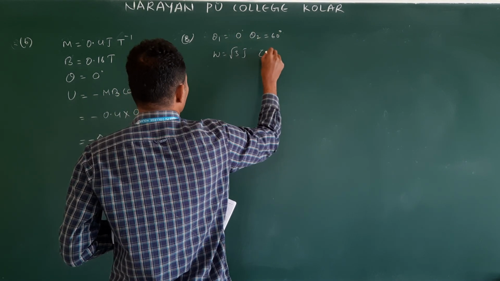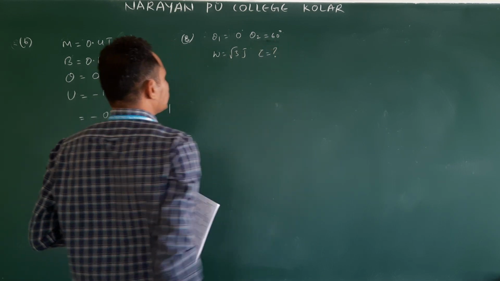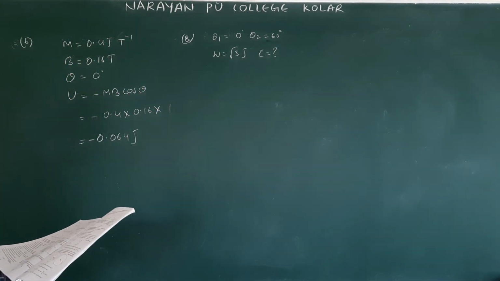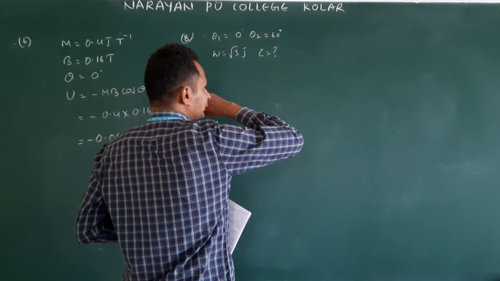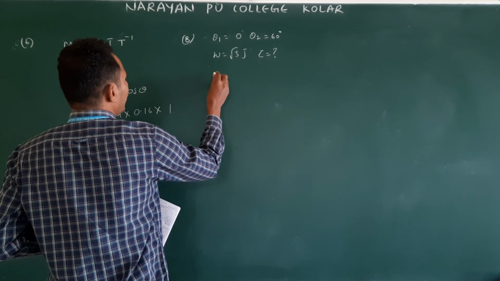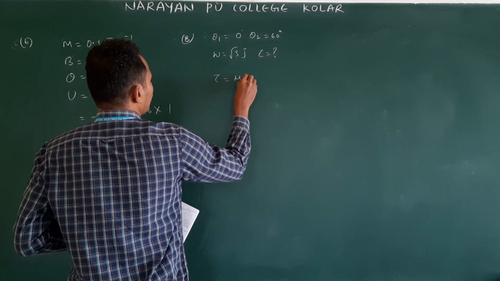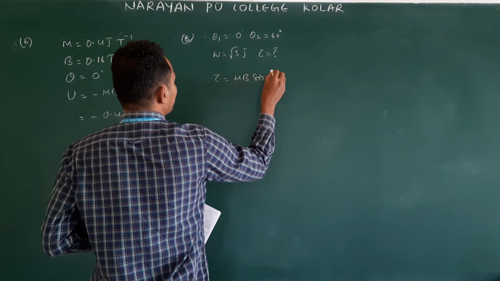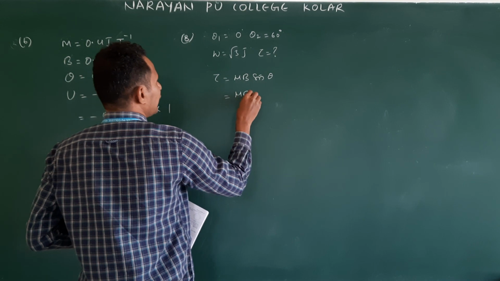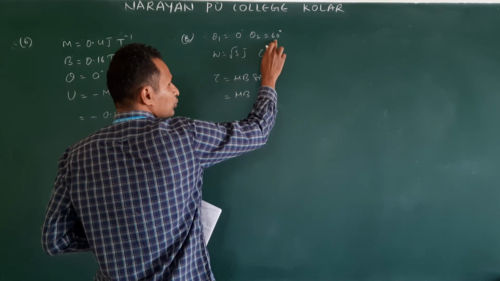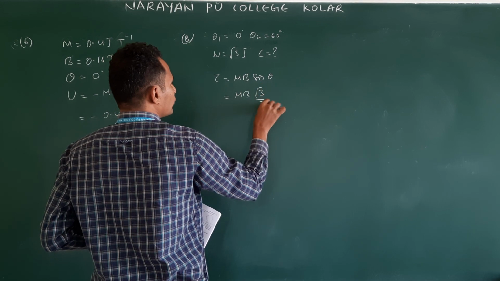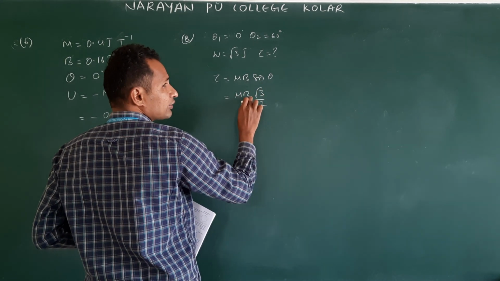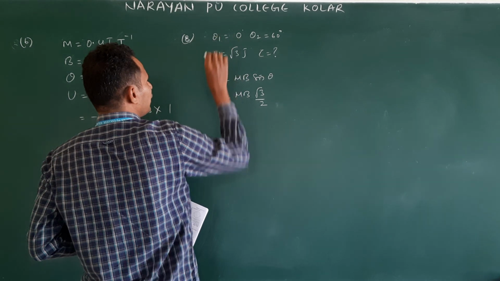Tau, the torque needed to maintain the needle at 60 degrees. Okay, torque formula: tau is equal to mB sin theta. In which position do we need to hold this? 60 degrees, sin 60 is root 3 by 2. Did they give mB? They did not. This mB we will get from the work done.